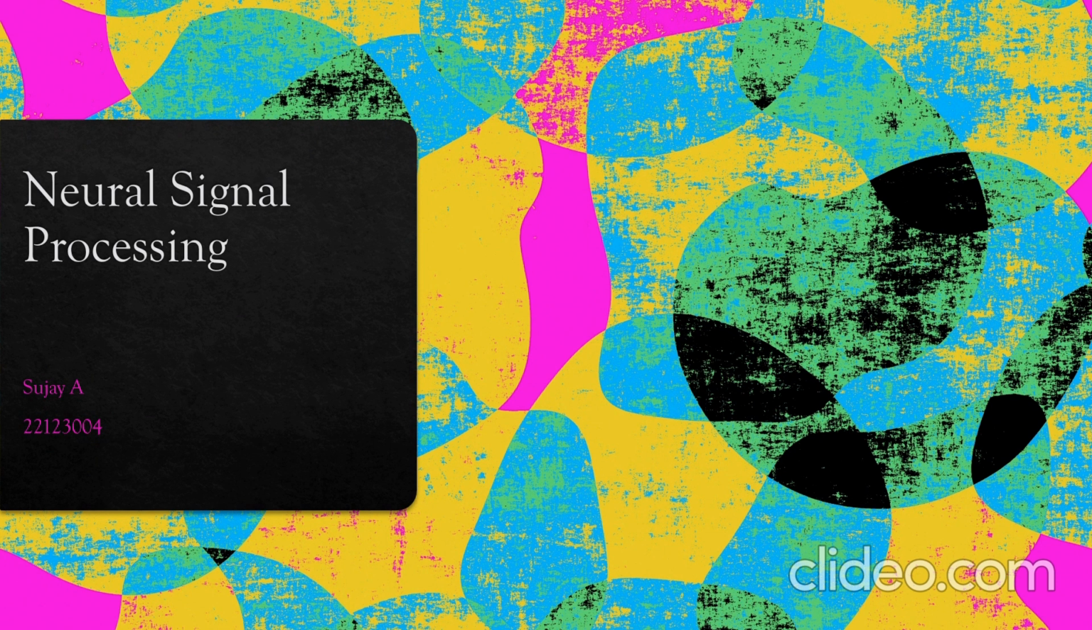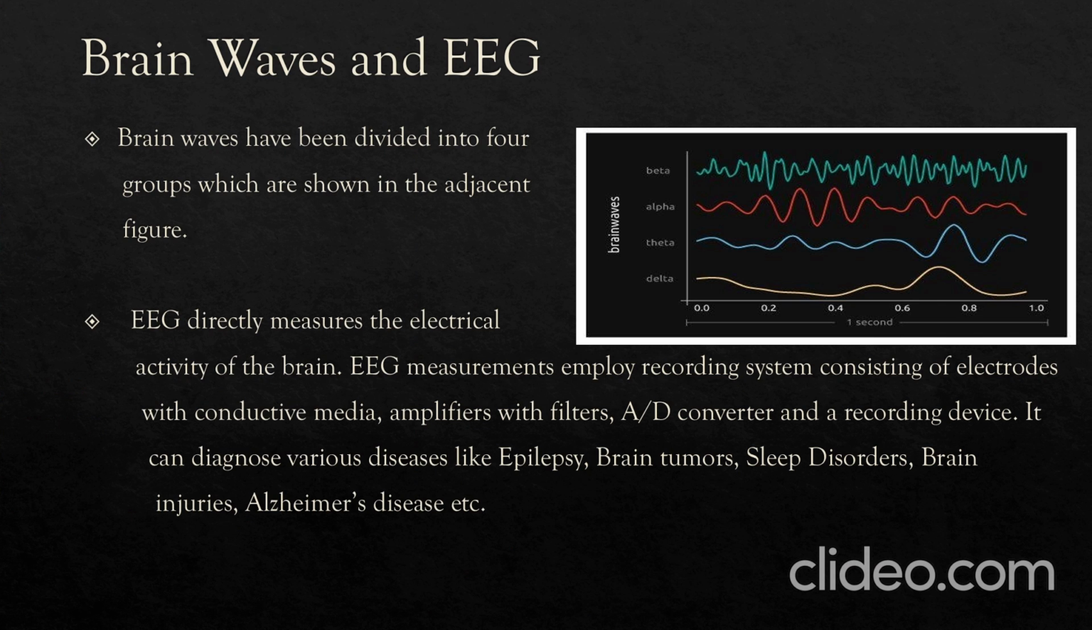In this video, I'll try to briefly discuss the principles of signals and systems which are applied in neural signal processing. The main focus of neural signal processing is the measurement of brain waves. Brain waves are basically the electrical impulses that occur in our brain when information is being transmitted among the neurons.